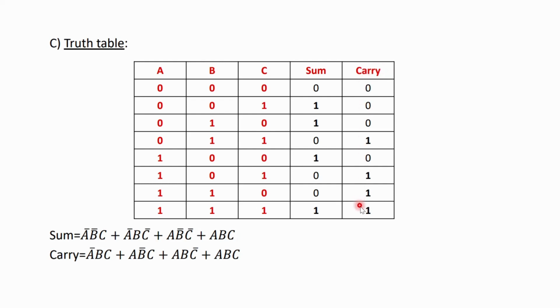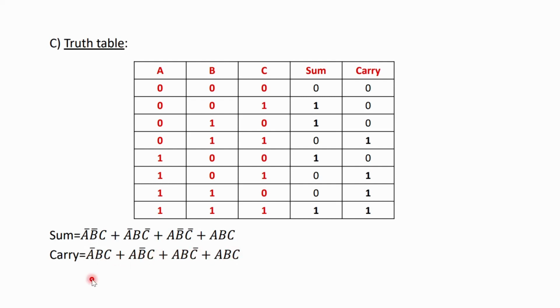And next is about the carry, where four outputs are high. So, first output 1 is for the combination A as 0, B as 1 and C as 1. So A bar B C. And second is A B bar C. And the third one is A B C bar. And the fourth one is A B C. So the expressions come like this for sum and carry.